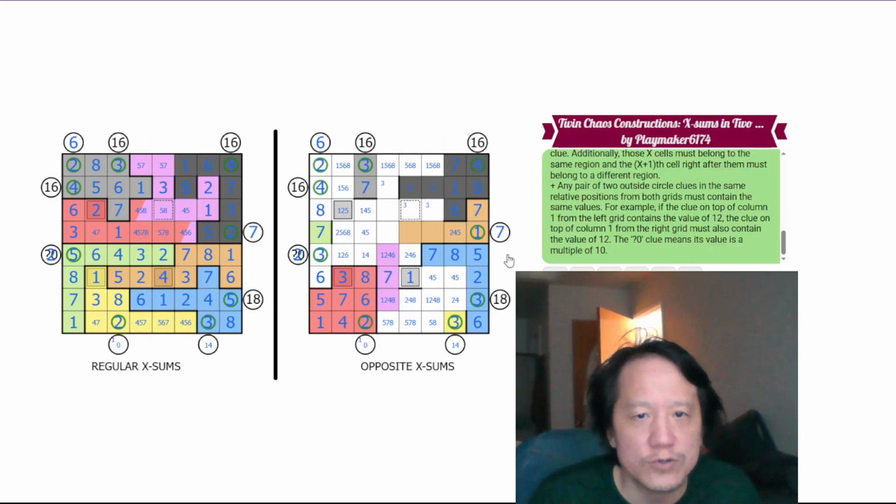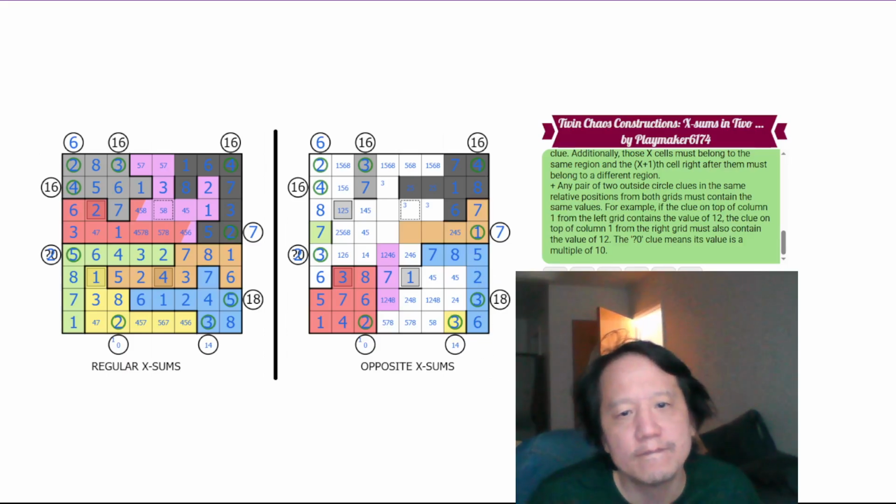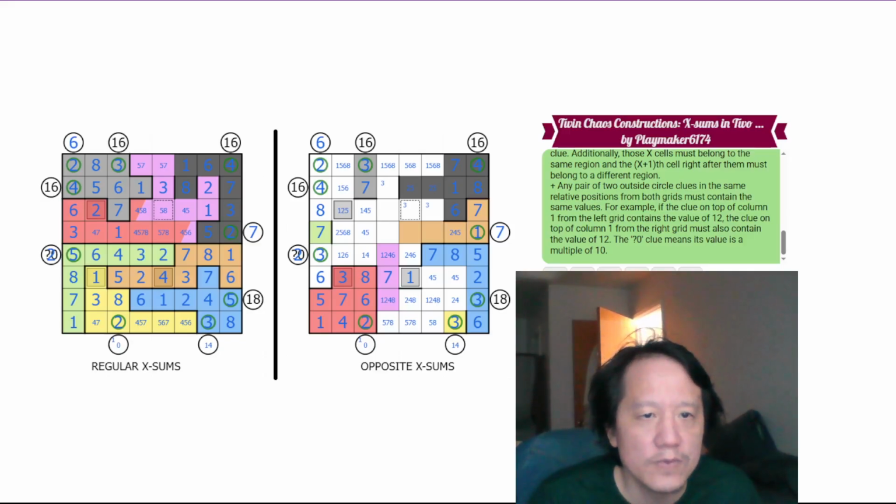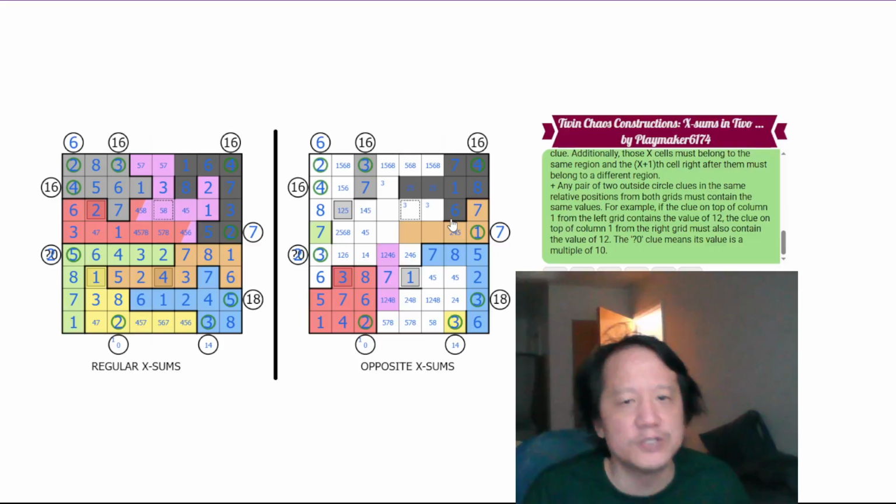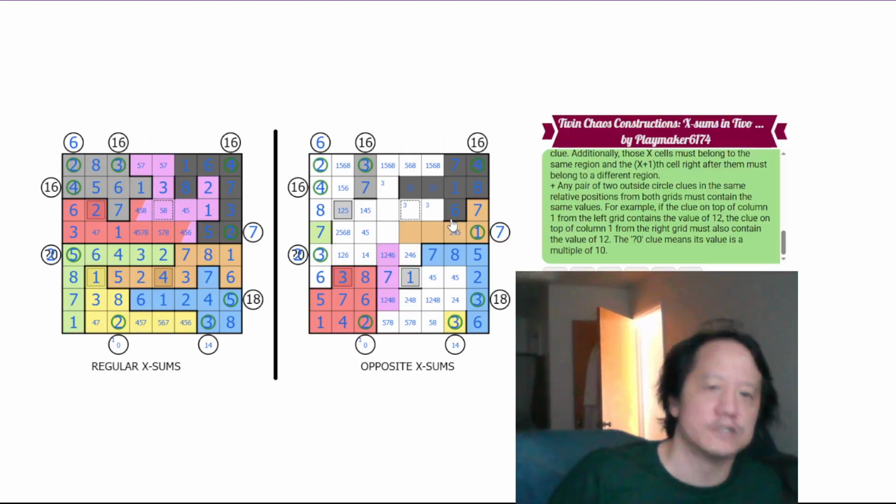So we have 4 digits here. That's 2, 3, 5, 6 adding up to 16. So we're done with that. So now it's just basically chaos construction. Oh joy.